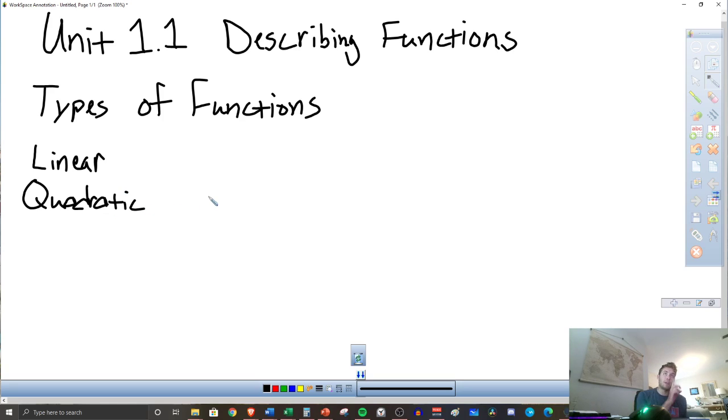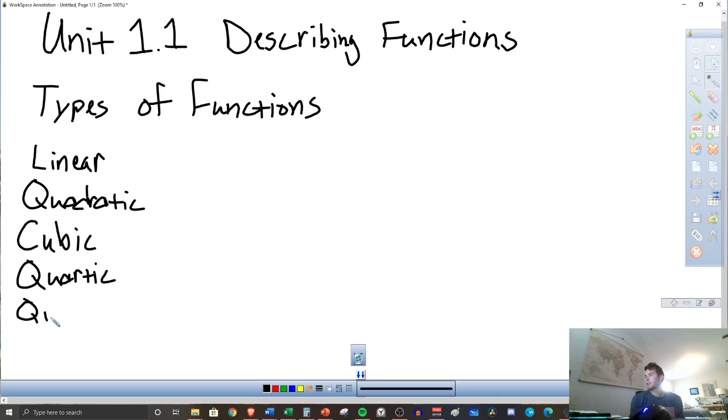And we did a lot of review in the last video with the review and the Delta Math assignment, where you were factoring quadratics and graphing them and doing all sorts of stuff with quadratics. We have the next tier, which is cubic. Then it's going to go quartic. And then the final one that we're going to deal with is called quintic.